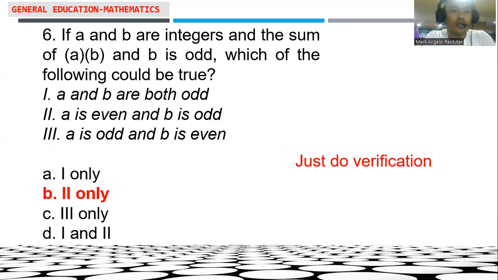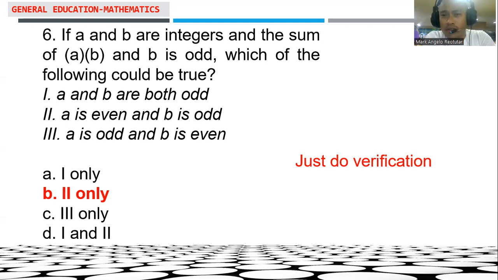Let's consider number 6. If A and B are integers and the sum of A times B and B is odd, which of the following could be true? I. A and B are both odd. II. A is even and B is odd. III. A is odd and B is even. So in order for you to answer such a problem, you need to just do verification. Okay?